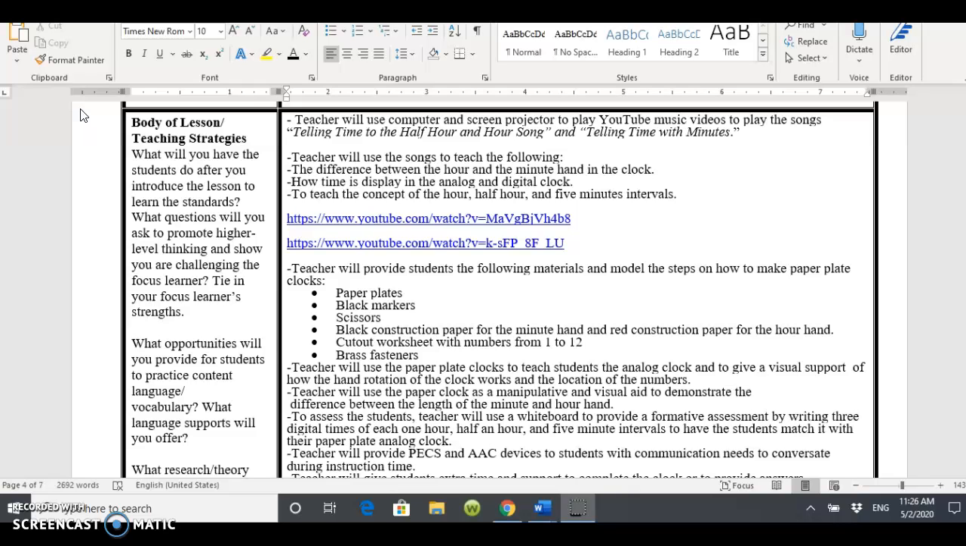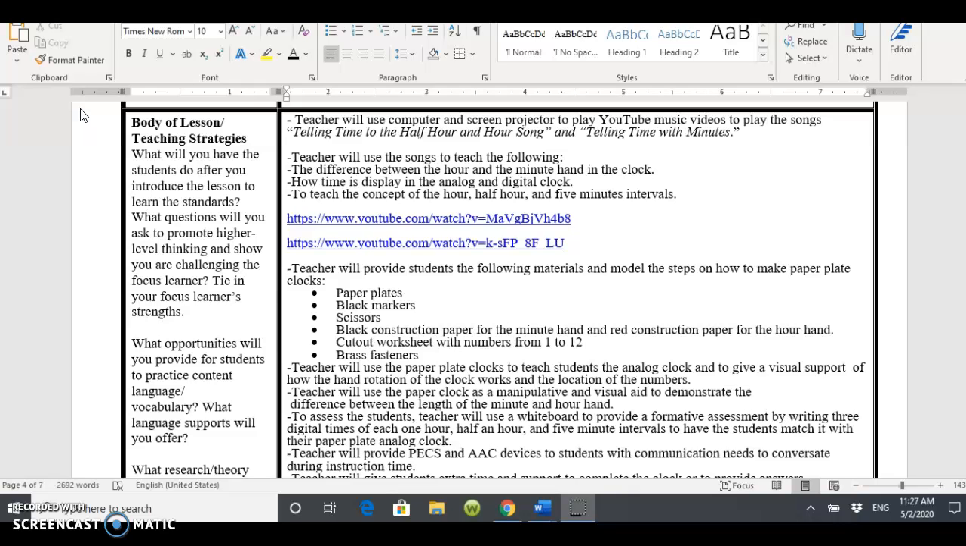Teacher will provide students the following materials and will model the steps on how to make paper plate clocks. Teacher will provide paper plates, black markers, scissors, black construction paper for the minute hand, and red construction paper for the hour hand, a cut-out worksheet with the numbers from 1 through 12, and brass fasteners. Teacher will use the paper plate clocks to teach students the analog clock and to give a visual support of how the hand rotation of the clock will work and the location of the numbers.